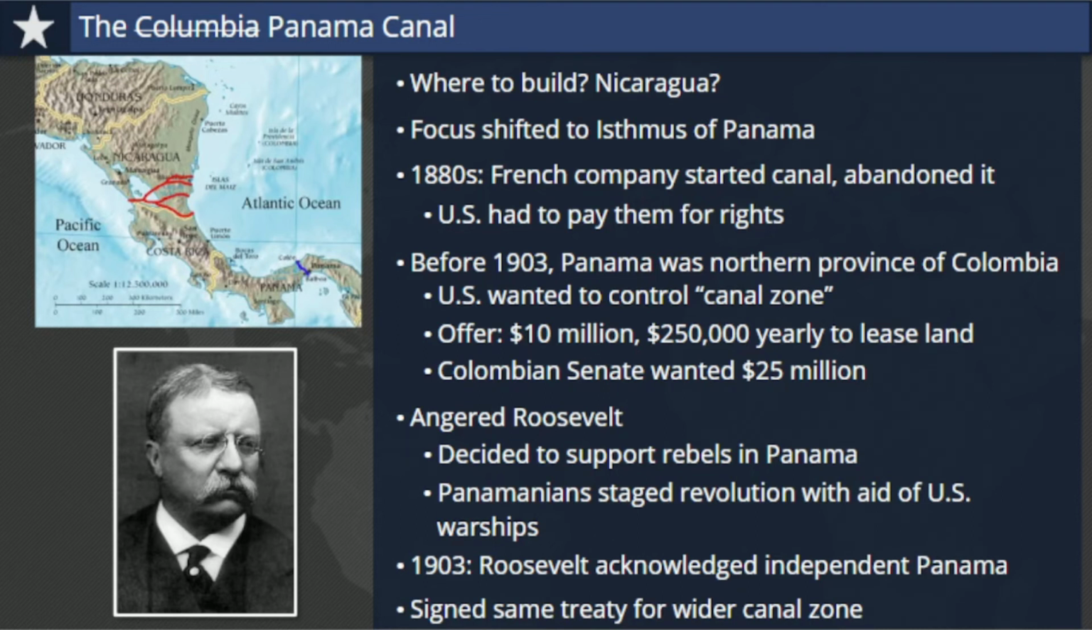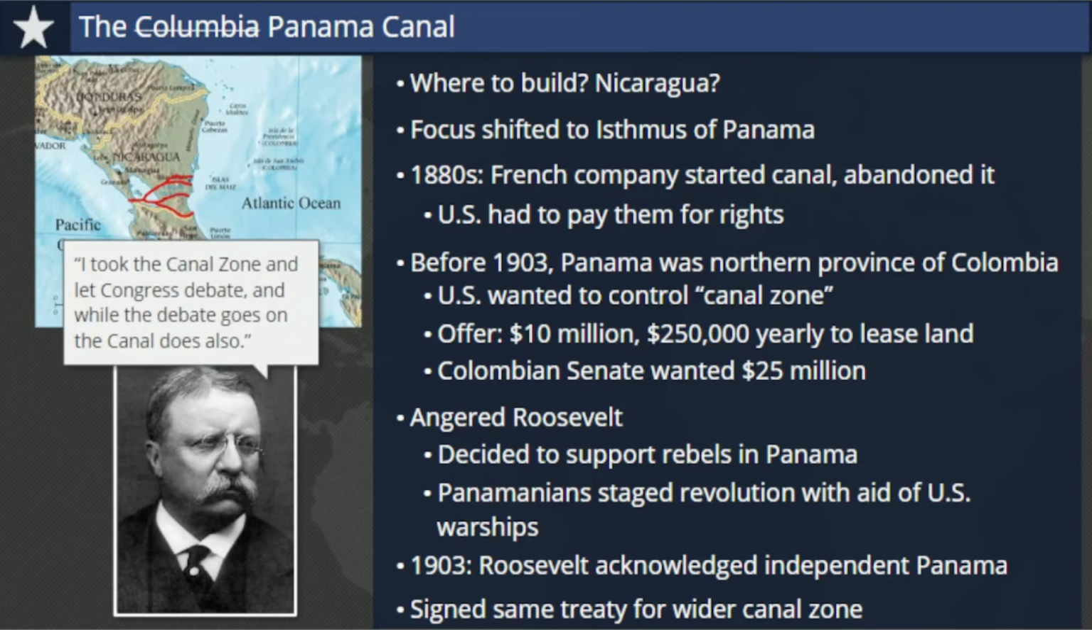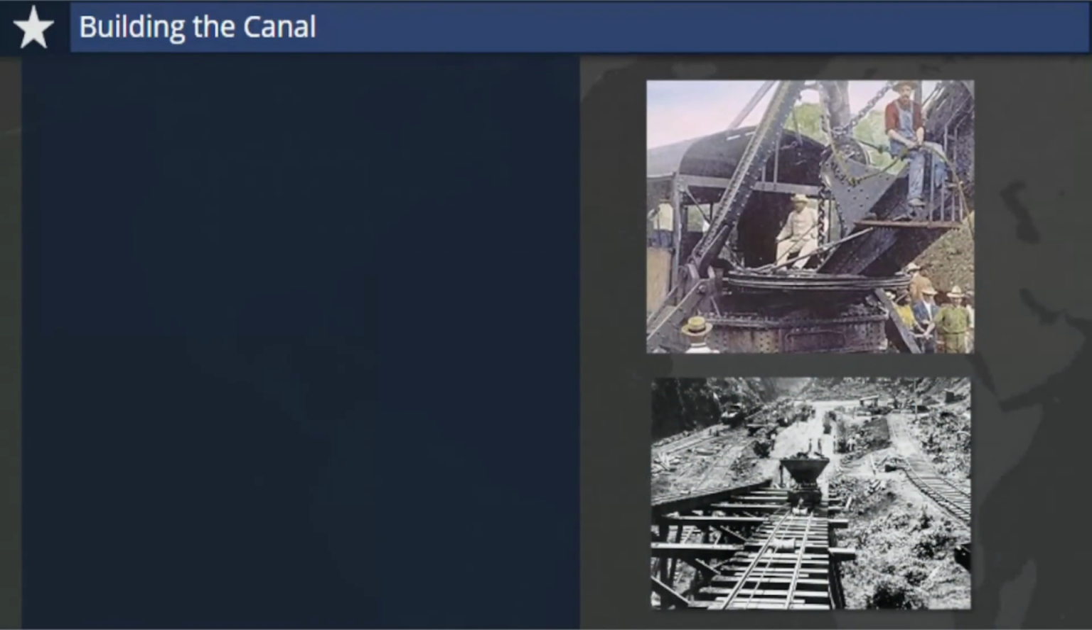The president was proud of the forceful action he had taken. "I took the canal zone and let Congress debate," he said, "and while the debate goes on, the canal does also." Unsurprisingly, the Colombian government was upset about America's role in the loss of its territory. The U.S. did eventually pay Colombia the $25 million it had asked for, but not until 1921.